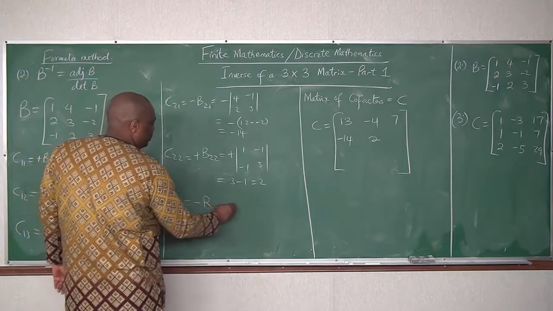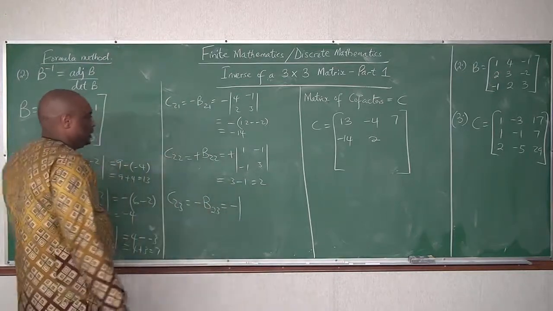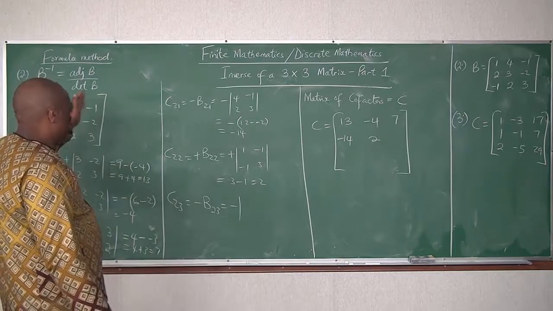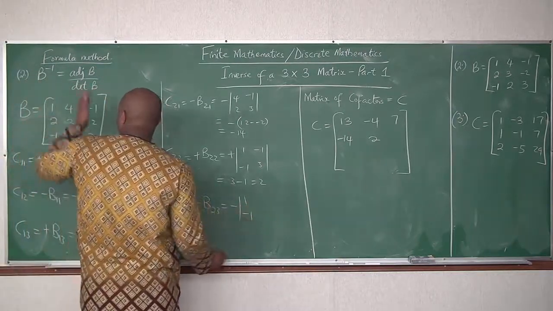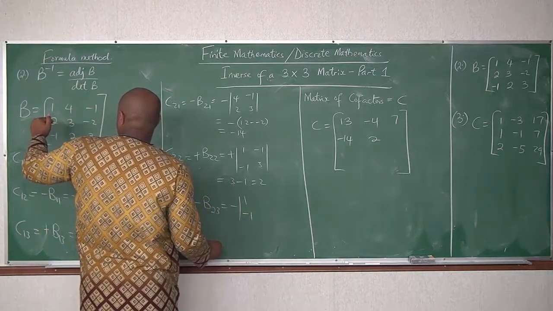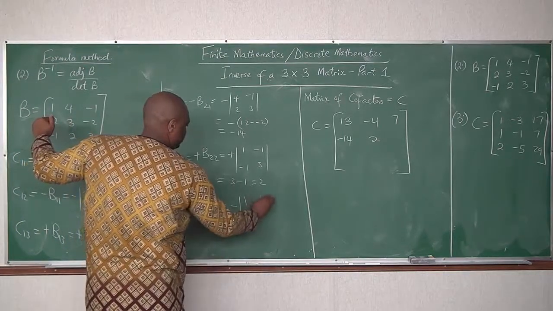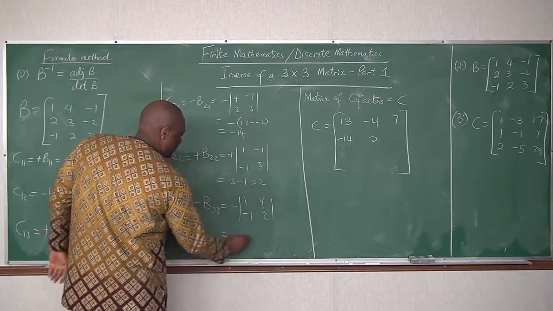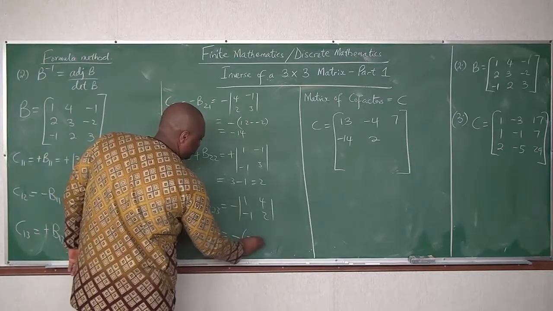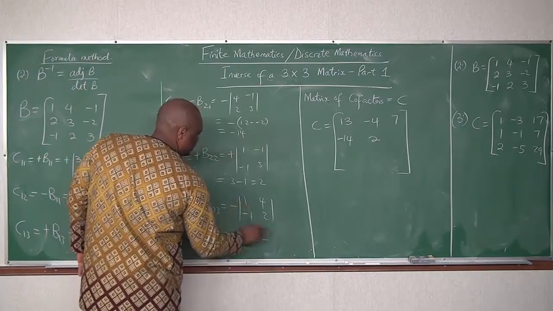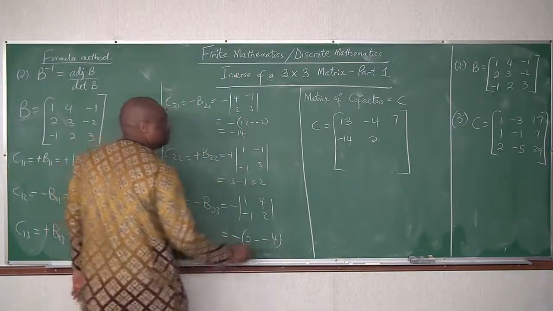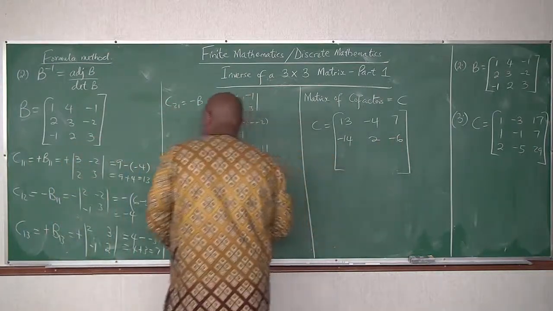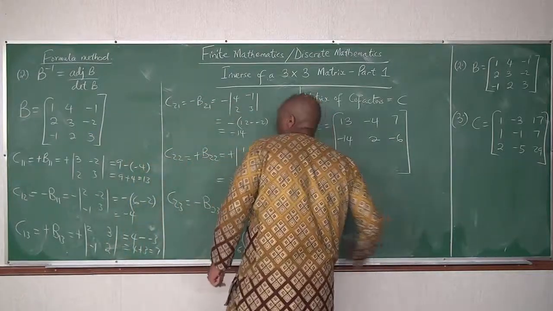C23 is minus B23, which is minus determinant. 1, -1, 4, 2. So that will be -2, -4, which should give us -6. Right?